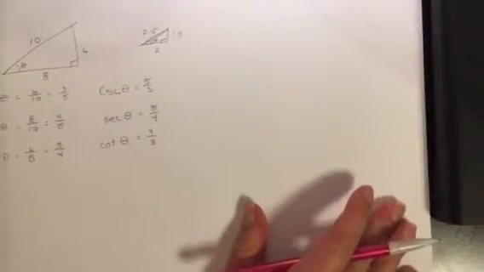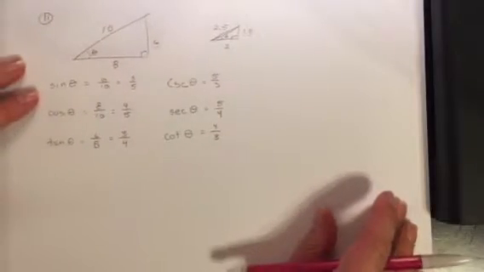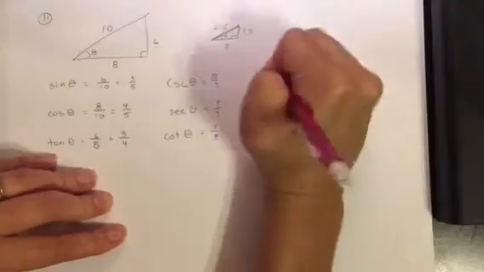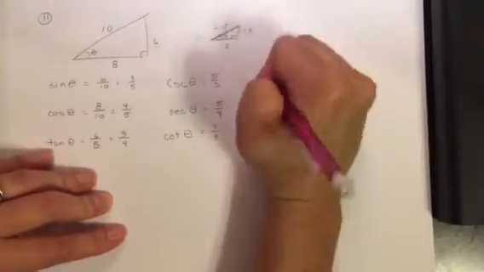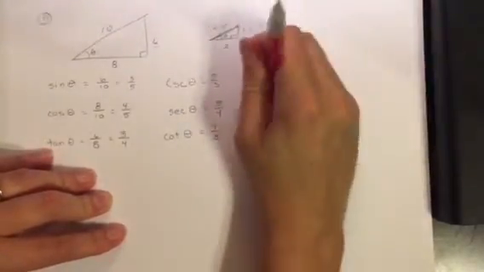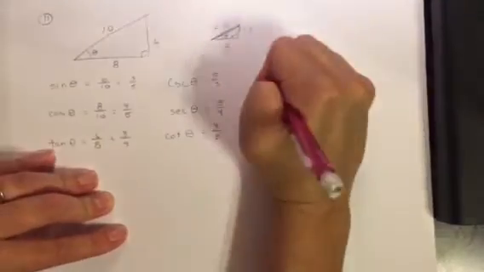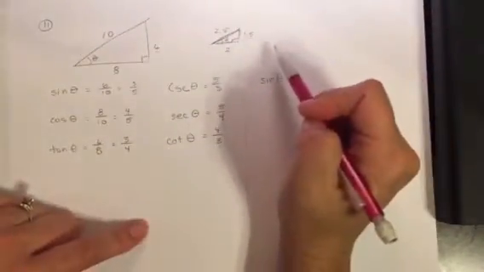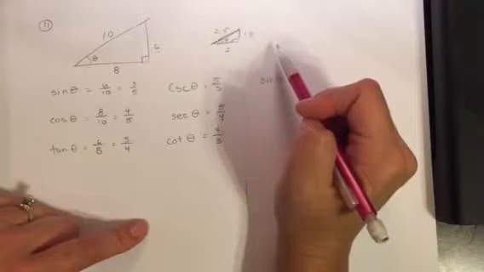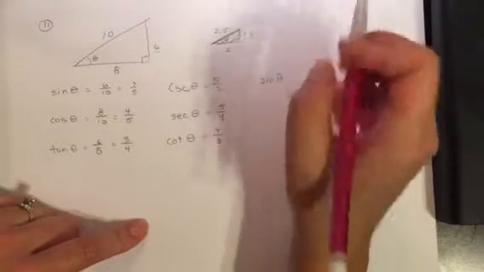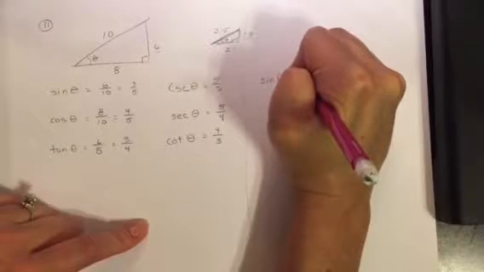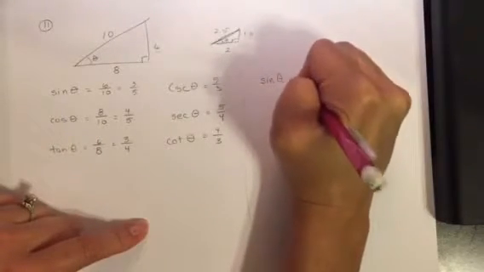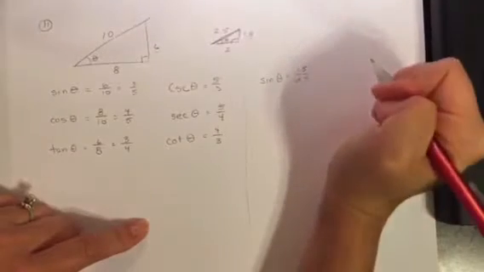And just a little bit more paper. Okay, so now let's look at this guy. And let's look for sine of theta. All right. So now I have sine of theta, and remember sine is opposite over hypotenuse. So that's going to be 1.5 over 2.5.